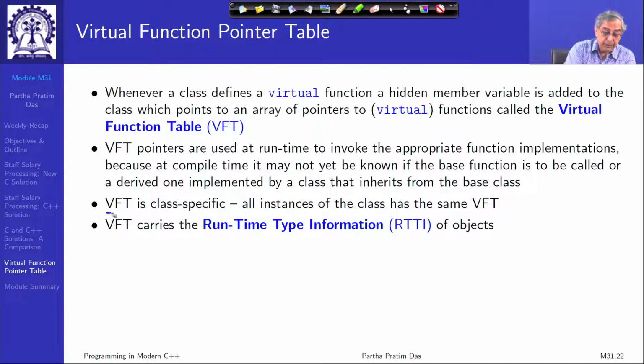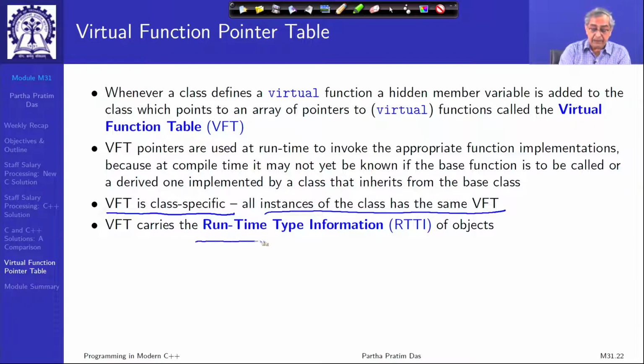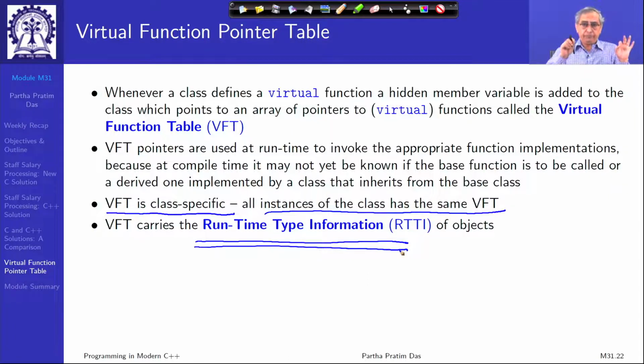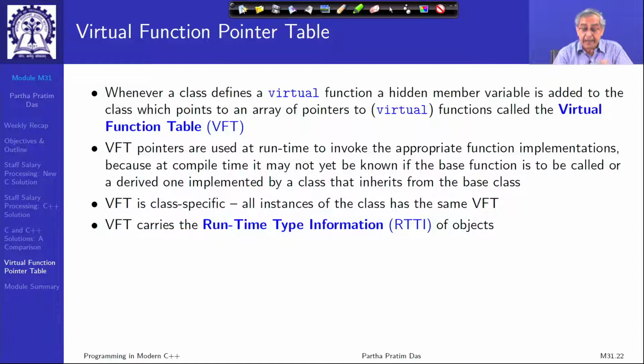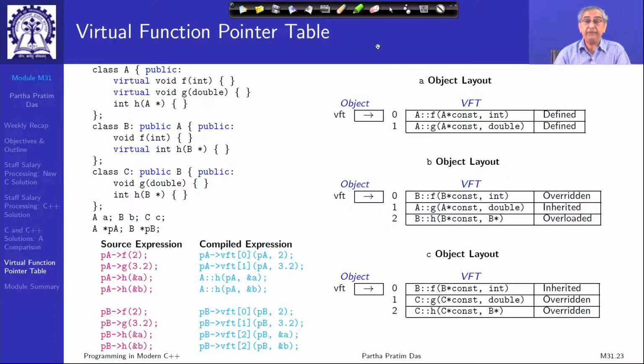This point is most critical to remember: it is class specific, and all instances of the class have the same VFT, because it depends on the structure that exists. So, even though in C++ you never write down the type of the object, this pointer to the virtual function table will be different for every class, but the same for all instances of the same class. So, at runtime it will always indirectly tell you which type you are dealing with.